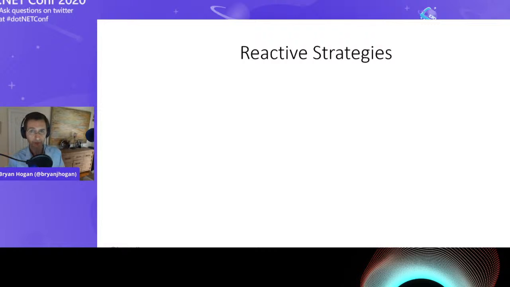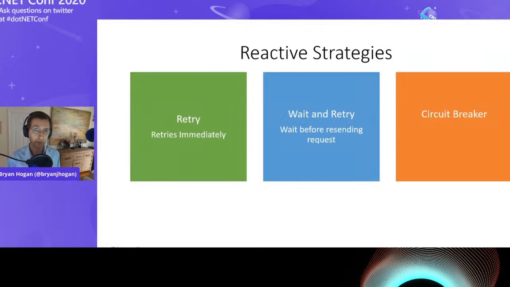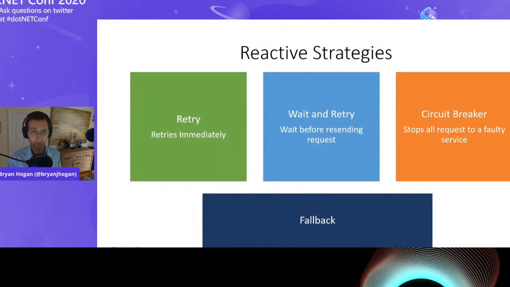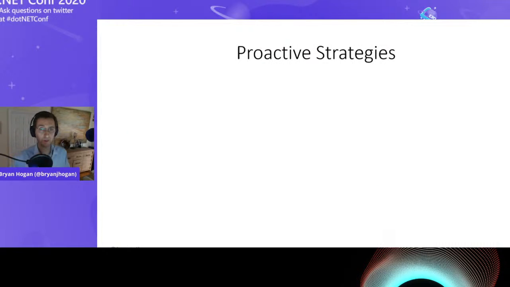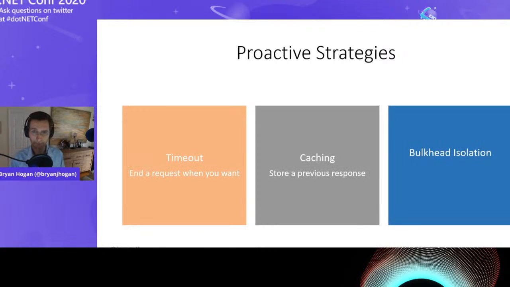Polly policies are broken into two broad categories: the reactive strategies and the proactive strategies. The reactive strategies are made up of the retry, wait and retry, circuit breaker, and fallback. These respond to problems that have happened. Proactive strategies monitor ongoing events and attempt to prevent problems from occurring, and they stabilize the system or potentially allow you to fail gracefully. And the proactive policies are timeout, caching, and bulkhead isolation. I will go through each one of those in turn.